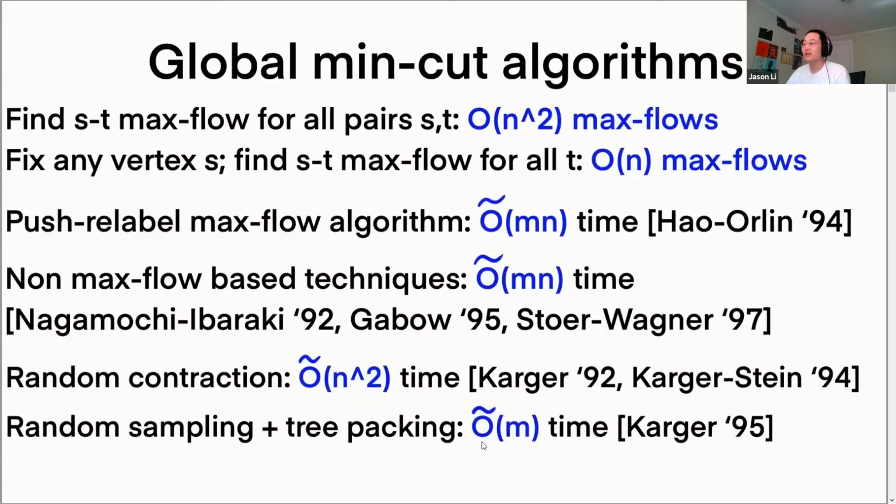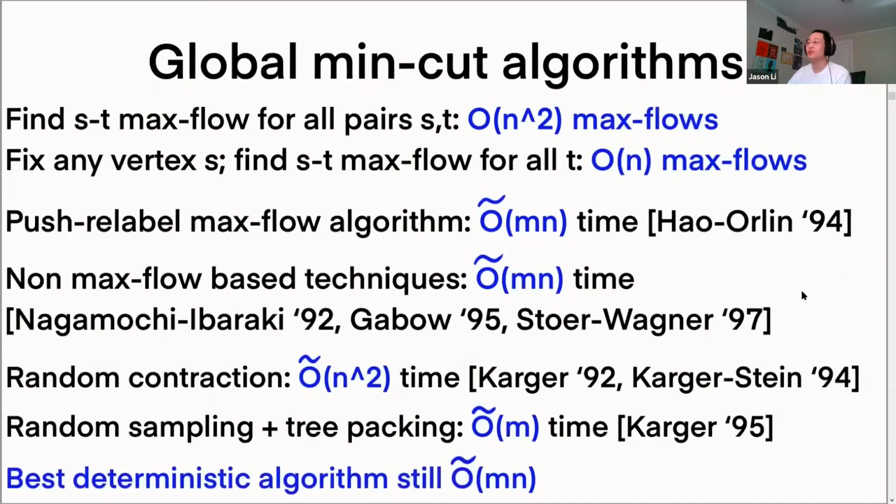Now the fact that this runtime is near linear, and the fact that no ST max flow algorithm is known so far that also runs in near linear time, kind of suggests that perhaps the global min-cut problem is easier than the ST min-cut problem. But then again, people also conjecture that the ST min-cut problem is also doable in near linear time. So it's not so clear. But the point is, these algorithms are both randomized, and the best deterministic algorithm known so far is still mn time.